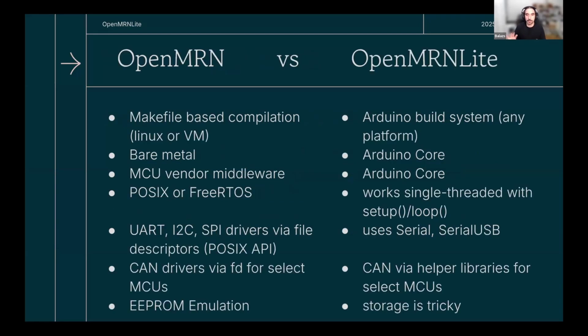So if we try to compare OpenMRN and OpenMRNLite, the most important differences are actually the surrounding ecosystem, not the LCC part. The LCC part is really the same. But in the surrounding ecosystem, OpenMRN is a heavyweight environment for professional embedded developers. It has a makefile-based compilation layer. We are exclusively using it on Linux, but you can also deal with it in a virtual machine. But this is generally a pretty high bar for hobbyists and enthusiasts.